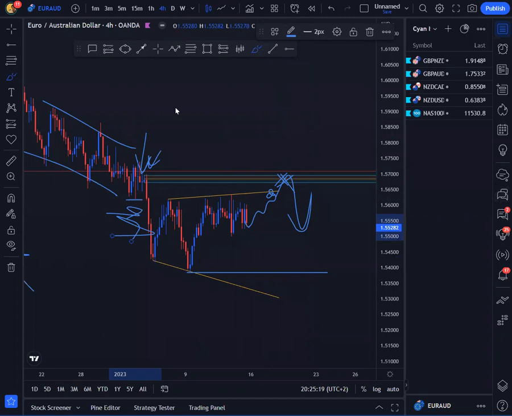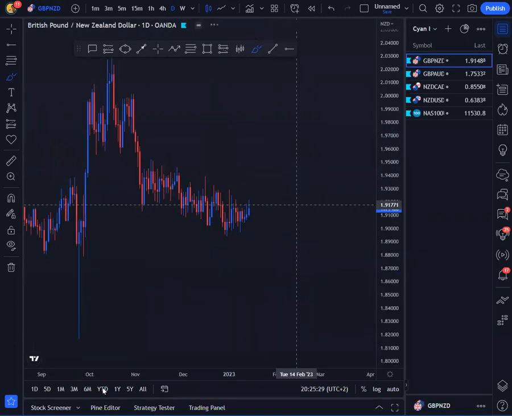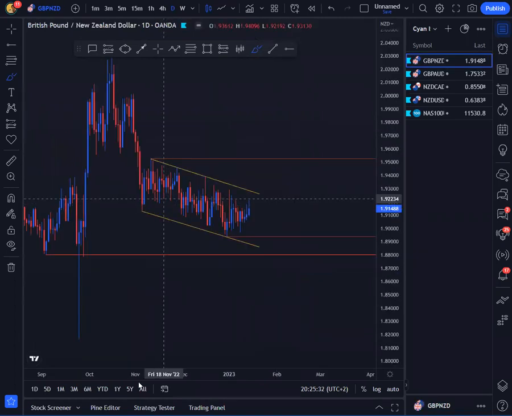So I packed these pairs. Yes, I packed these pairs nicely because they all kind of look the same. So GBPNZD, if you guys remember, is the same pair that we were looking at last week, so I'm not going to waste a lot of time speaking about this pair.